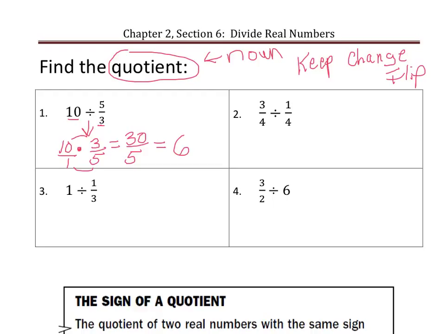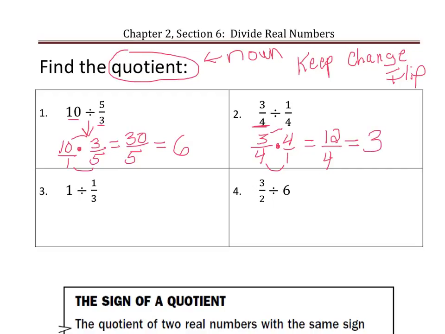Next, number 2, we have a fraction being divided by a fraction. First number, keep. So it stays the same, 3/4. Now we're going to change that division to multiplication, and we're going to flip that fraction to the reciprocal or multiplicative inverse. The reciprocal of 1/4 is 4 over 1. So I'm going to multiply the numerators. 3 times 4 is 12. I'm going to multiply the denominators. 4 times 1 is 4. And 12 divided by 4 is 3.